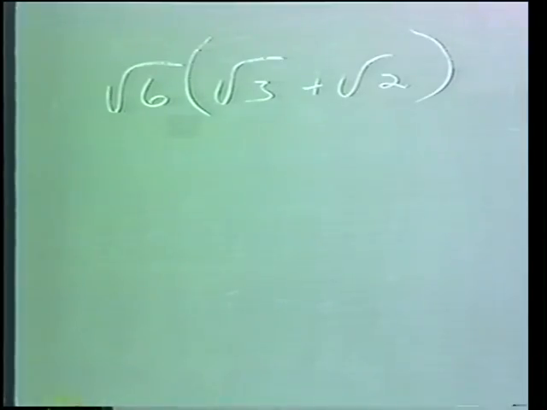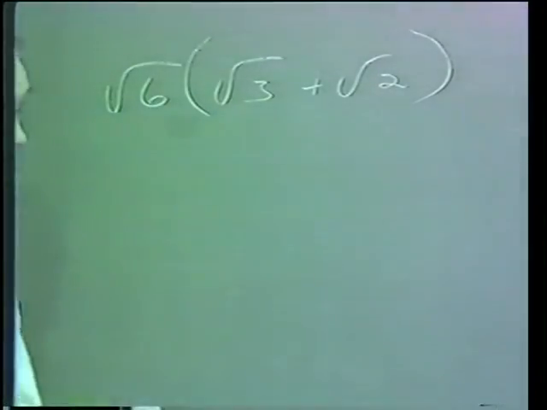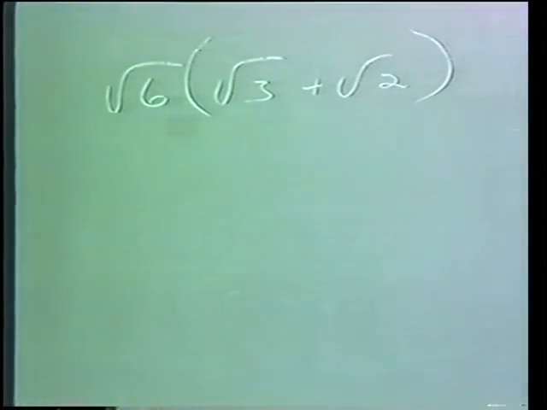Okay, this should be interesting. What do we get for the answer here? Tony? 3 square roots of 2 plus 2 square roots of 3. Very good. Let's see how we got it. 2 square roots of 3, is that what you said? Yeah, 3 square roots of 2 plus 2 square roots of 3.